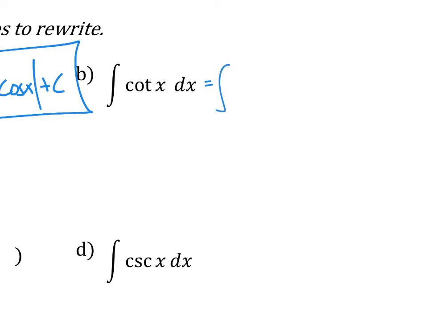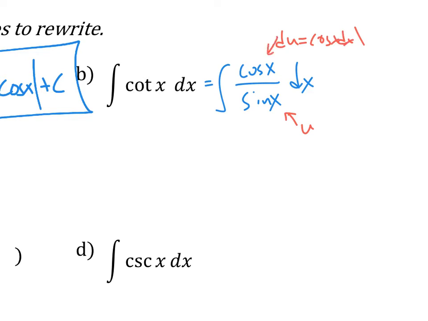Should have come up with something like this. This is cosine of x over sine of x dx. And if this is u, then du, derivative of sine is cosine x dx. So we don't need to mess with any negative. So we have the natural log of the absolute value of u, which is sine x, plus c.